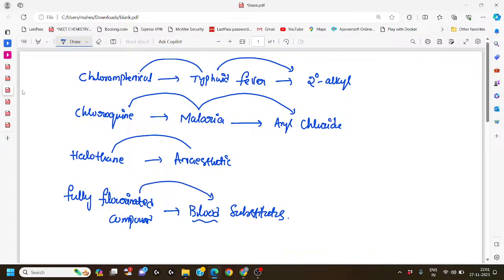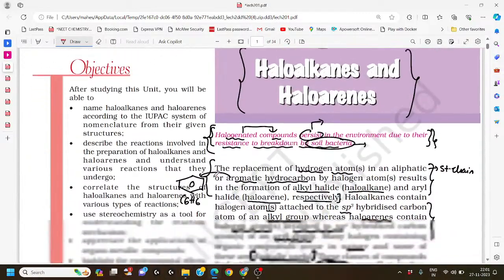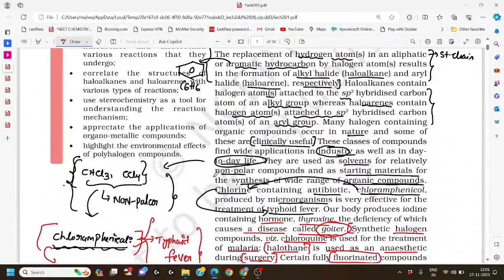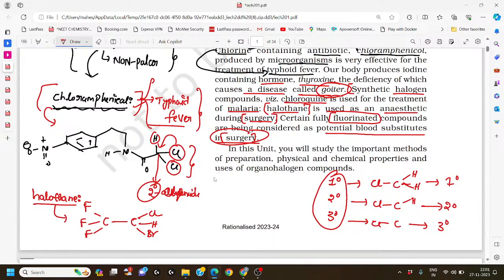as blood substitutes. I hope the introduction video of haloalkanes and haloarenes is clear to you. I hope each and every point is covered in this video. In the next video, in this unit, we will discuss the important methods of preparation, physical and chemical properties, and uses of halogen compounds. In the next video, we are going to discuss the classification of haloalkanes and haloarenes.